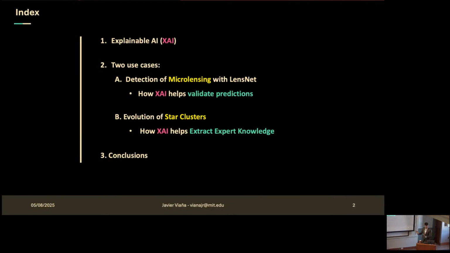All right, just an index of the presentation. Before we start getting into the use cases, the first topic is, what is explainable AI? How does it work? What are the types of that? And how can we understand a trained model's reasoning, right? And then later on, we'll talk about the two use cases. The first one will be focused on validating predictions that are done using AI. And the second one will be focused on extracting expert knowledge with explainable AI. So two different applications of explainability in artificial intelligence.